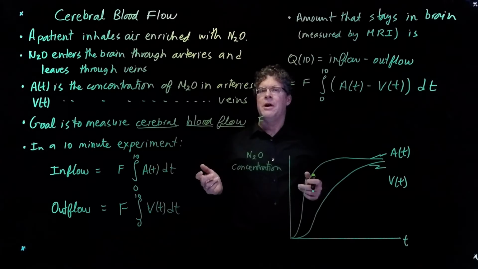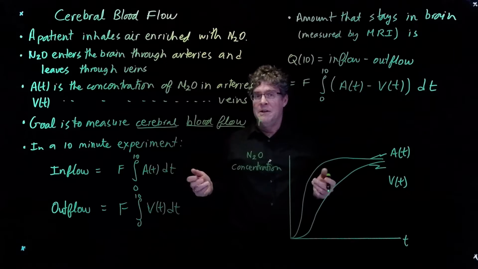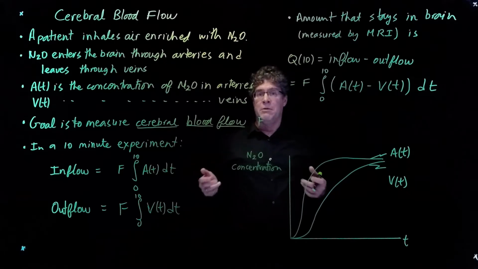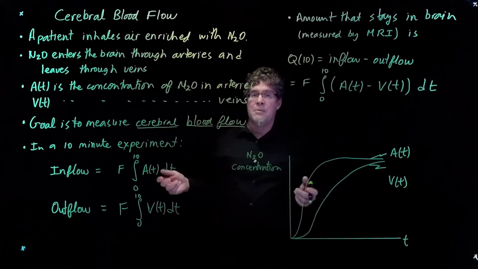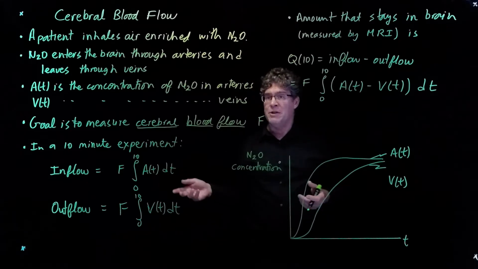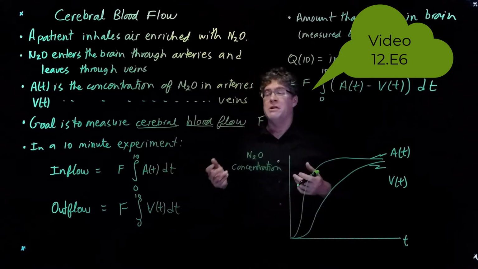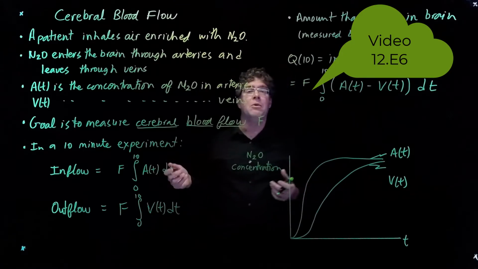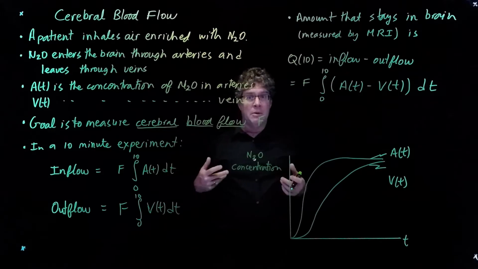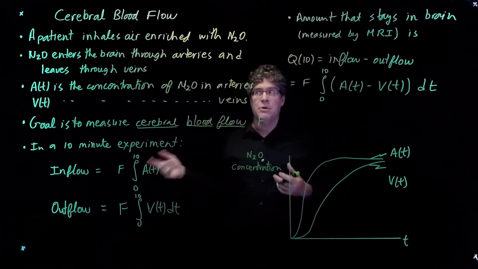Today I want to show you how we can use the net change theorem and integration to understand the rate of flow of blood to the brain. And we're going to use the net change theorem that we saw in a previous video. The idea here is we want to measure what's called the cerebral blood flow to the brain. But we can't measure that directly. We have to find a way to measure it indirectly.